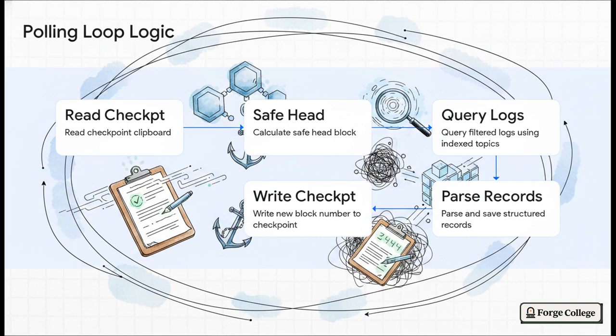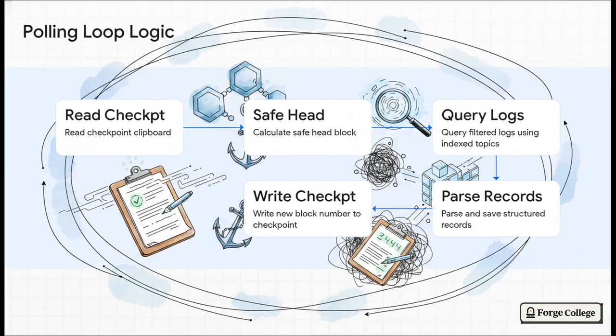Step 1, read the checkpoint clipboard to see exactly where we left off. Step 2, calculate the safe head block to avoid that volatile tip of the chain. Step 3, query the filtered logs using our indexed topics. Step 4, parse those raw, messy logs and save them as neat records. And finally, Step 5, write the new block number back to the checkpoint clipboard. It's a continuous, self-healing loop.